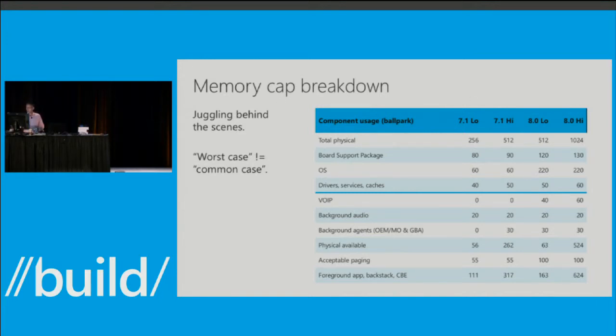A key difference up here as well is that you can see clearly the OS became significantly bigger between 7 and 8, which explains the numbers at the bottom. This bottom line is what's left after everything else for the foreground app and the backstack and continuous background execution. And we're worse off in a Windows Phone 8 low memory device than we were in a Windows Phone 7 high memory device, even though they both have 512 meg of memory. Mainly because the OS is so much bigger.